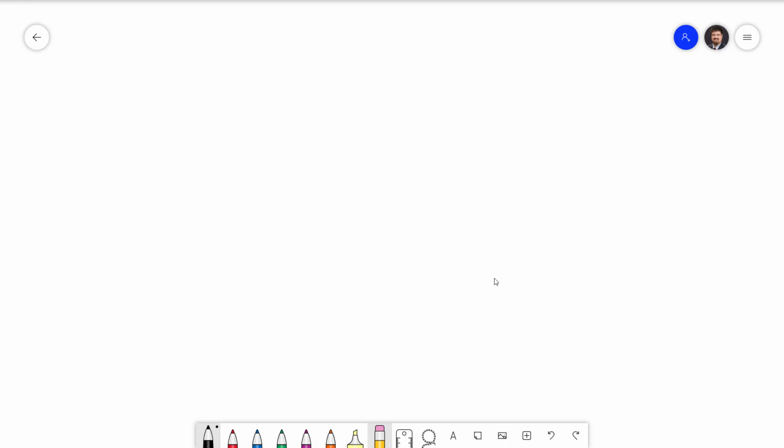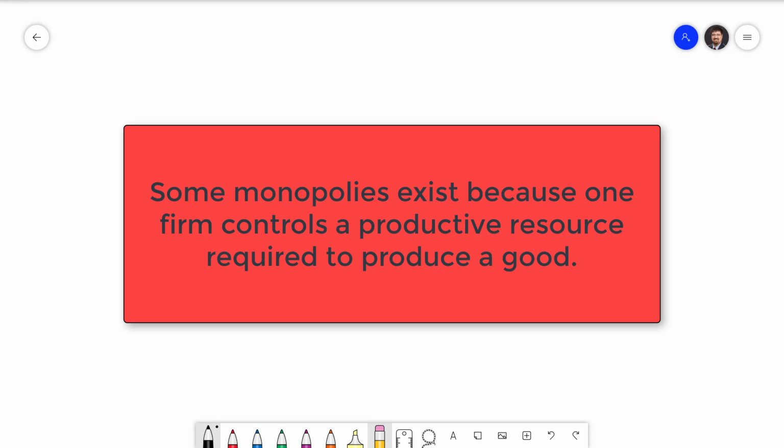Let's talk about a few reasons why monopolies might exist. If a firm has sole ownership of a productive resource required to produce a good, it can become a monopoly. In the modern globalized economy, this is relatively rare, but in the past was more feasible.